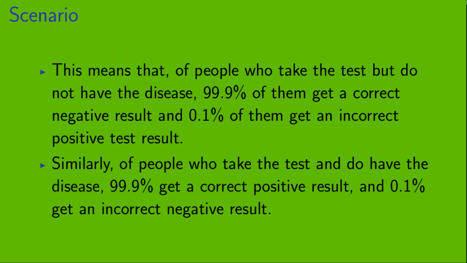This means that of people who take the test but do not have the disease, 99.9% of them get a correct negative result, and 0.1% of them get an incorrect positive test result. Similarly, of people who take the test and do have the disease, 99.9% get a correct positive result, and 0.1% get an incorrect negative result.